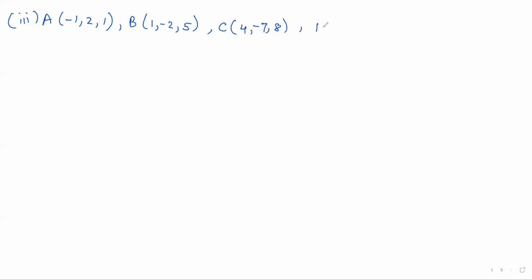Next, in the third part, you're asked to prove whether the given points are vertices of a parallelogram or not. So there are 4 points mentioned. Let's name them. A (-1, 2, 1), B (1, -2, 5), C (4, -7, 8), and D (2, -3, 4). So 4 points are mentioned.